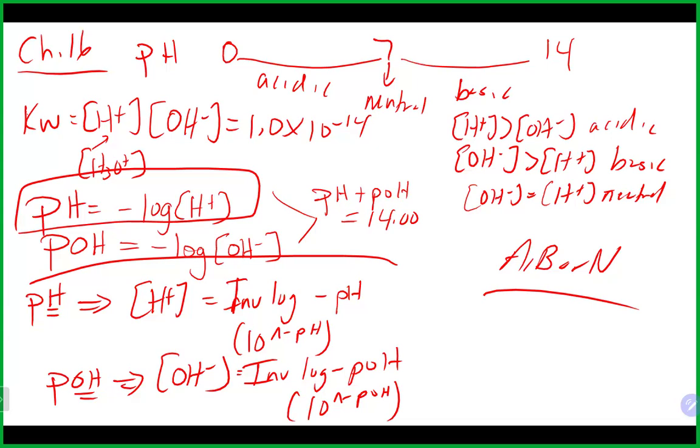Most people have the pH scale in their head, and the pOH scale runs opposite. So if you have a low pH, you'll have a high pOH, and if you have a high pH, you'll have a low pOH. They run opposite of each other. Any questions on any of that?